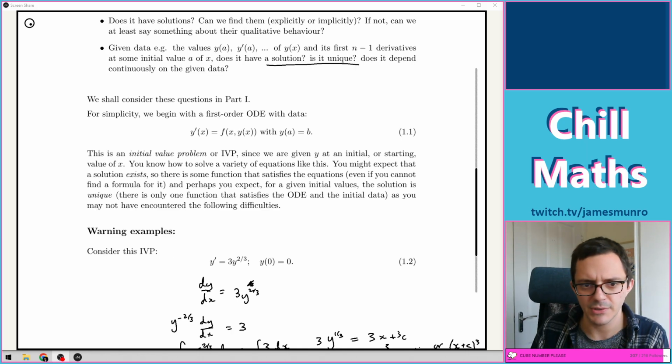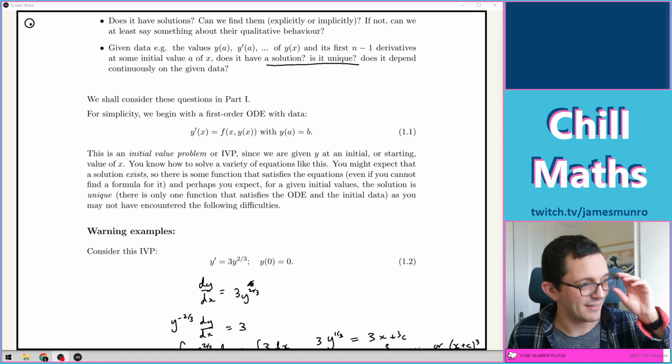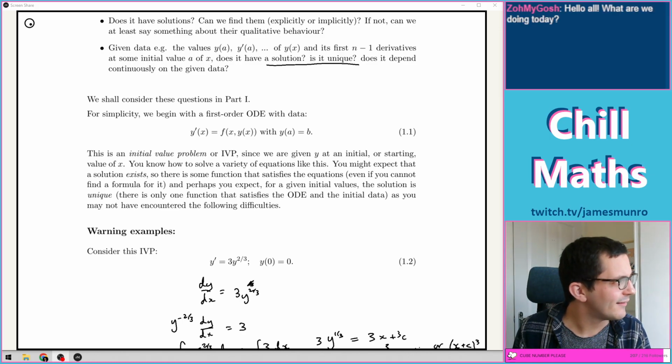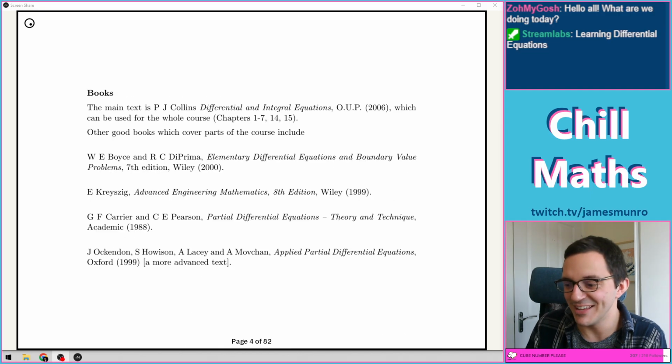There is a dog outside. The dog is trying to join in the live stream. I'm co-hosting this one with a dog. Quite control the dog. Hi Zoe, I'm trying to learn differential equations. There you go. I've got some notes.